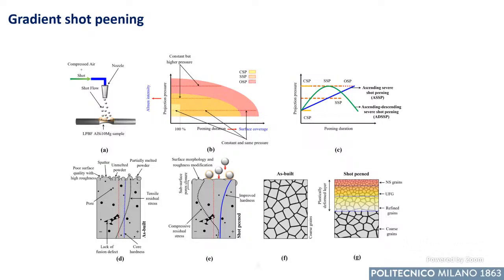So we apply shot peening by changing the pressure, and so we apply a gradient. We call it gradient shot peening, and with two different laws. One is starting from an initial pressure, going up till the end of the treatment, and then going up and down. You see the maximum pressure is the same, but then we go down with the same cover, with the same peening duration.